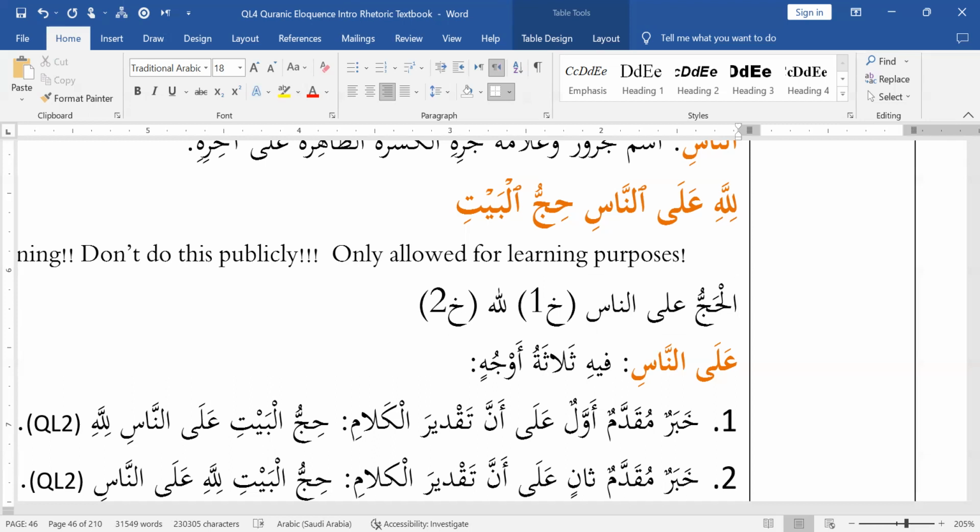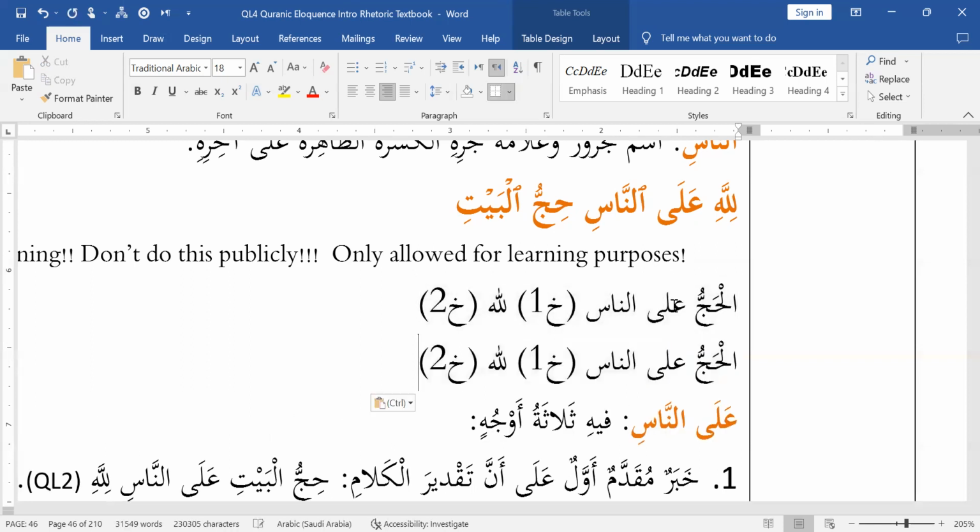What is syntax? Syntax is the word order, tartibul kalimat. If you reorganize it in this manner, then ala nas is khabar awwal. However, there is one more way you can organize it. You can reorder the syntax as follows. Instead of saying al-hajju ala nasi lillahi, you can put lillahi first. In that case, that becomes khabar awwal, and ala nas second.